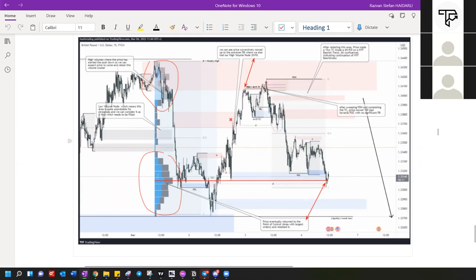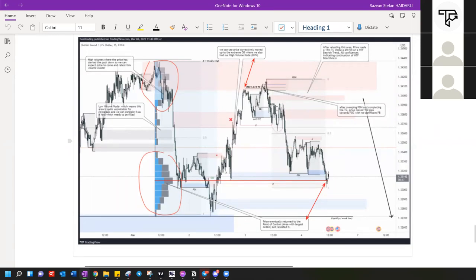Now, the most interesting part, this red line here, is called the point of control. And it's an area that price mostly comes back to retest. And we can see after it mitigated the extreme OB here inside this volume area, the price started impulsively going back down to touch the point of control and give a reaction.